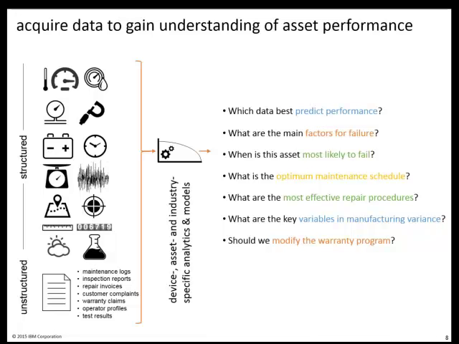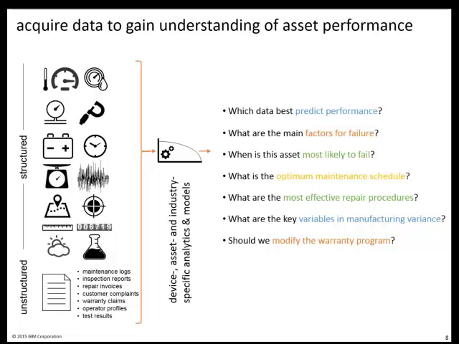For those organizations that are in the manufacturing production process, what are those variables that affect my process quality? How can I better control them and keep those within the specified requirements? And lastly, maybe some advice on, based upon warranty assessments and such, should we modify the warranty program?